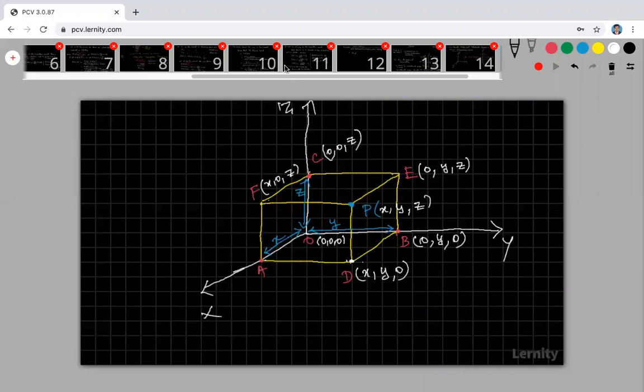Okay, students. What is my A? My A has X distance there, Y distance 0, Z distance 0. X distance only there. Y distance 0, Z distance 0.